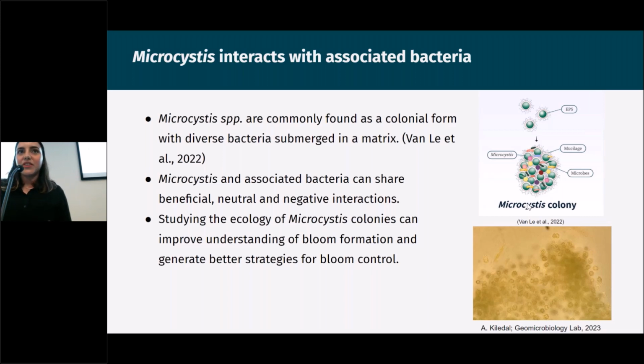But also negative interactions, where we can have bacteria maybe degrading some of the toxins that Microcystis is producing, or maybe even degrading that polymeric substance and allowing for Microcystis to not aggregate as easily, which is good for us because then it could mean that Microcystis is not accumulated to the same density at the top layer of the lake, but for the Microcystis ecology themselves, it's a negative effect on them. So studying the ecology of Microcystis and how the bloom formation occurs can allow scientists to generate better strategies on how to control blooms within the Great Lakes.